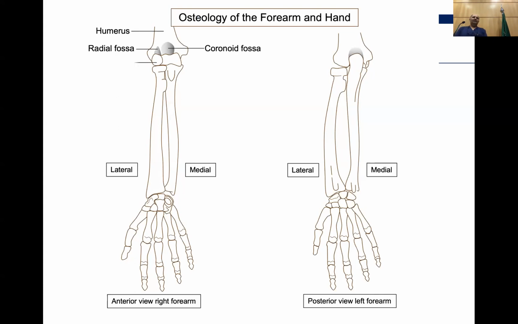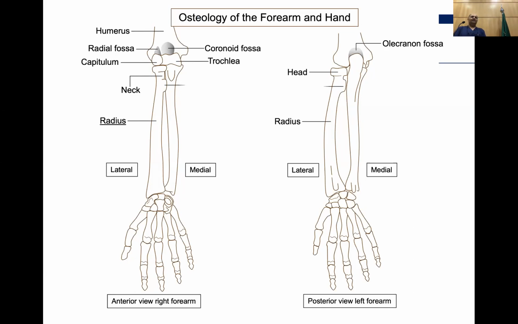So now these are my different landmarks: capitulum, trochlea, olecranon fossa, radius, ulna, head, neck, radial tuberosity, styloid process. This is an important thing. On both the bones we have it.